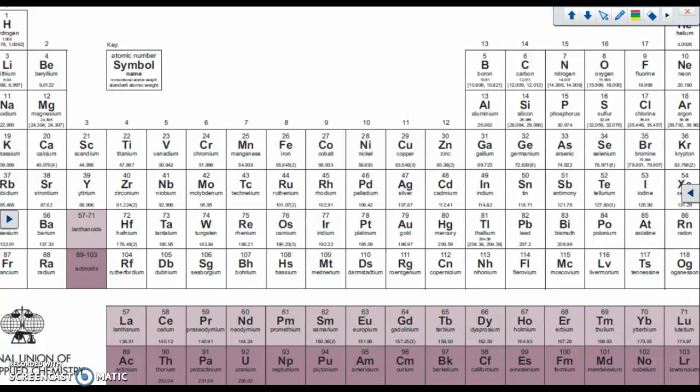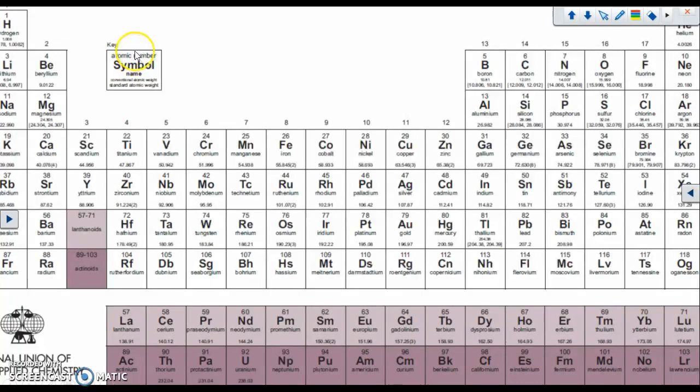By the way, this is the only approved table of elements that you can use for your exams, and there cannot be any handwritten notes on it. Okay, so as you can see, there are 118 elements that we know so far. We could actually get more in the future if we need to.